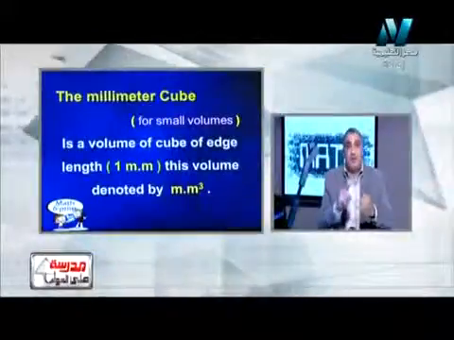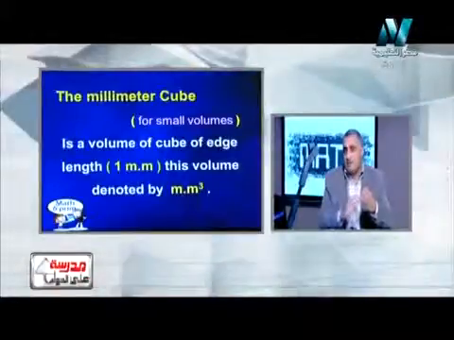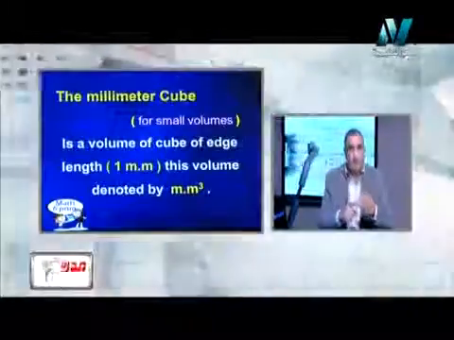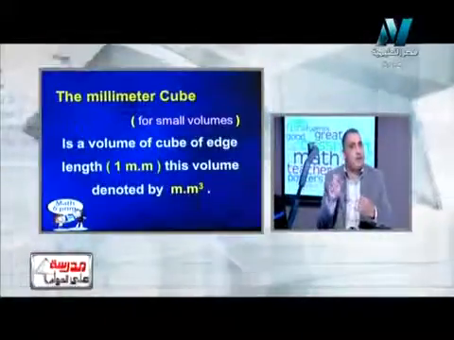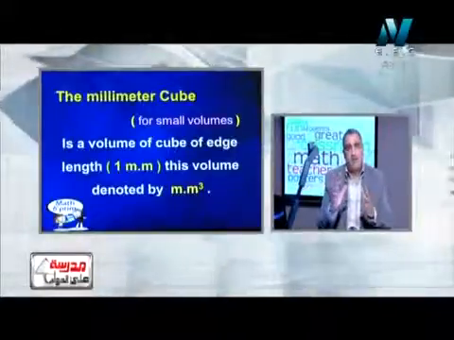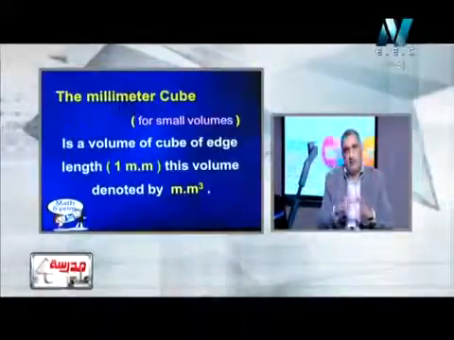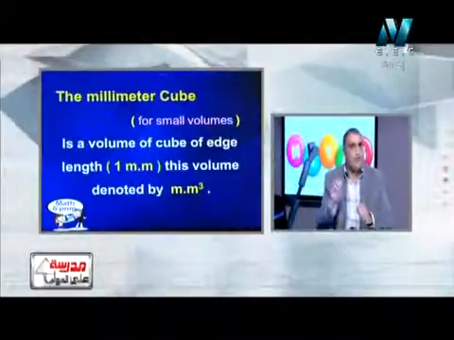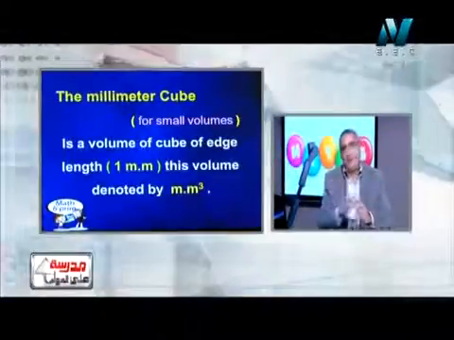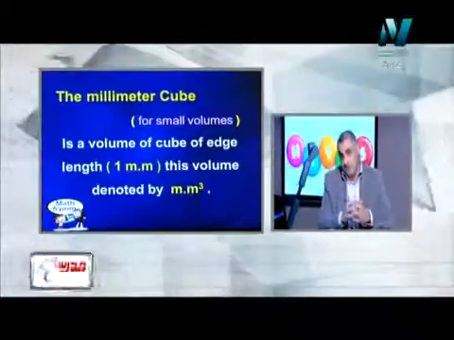The first one, centimeter cube. What does it mean? Centimeter cube is a volume of a cube of edge length equal to 1 centimeter. Again, centimeter cube, a volume of a cube of edge length equal to 1 centimeter.